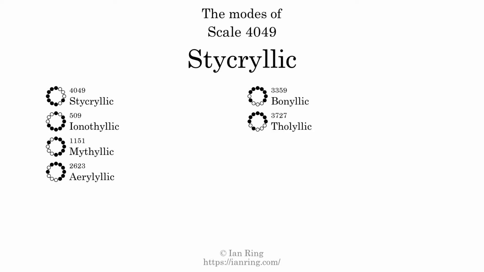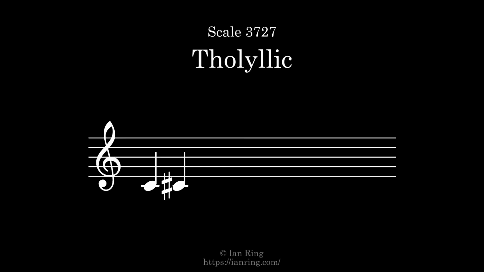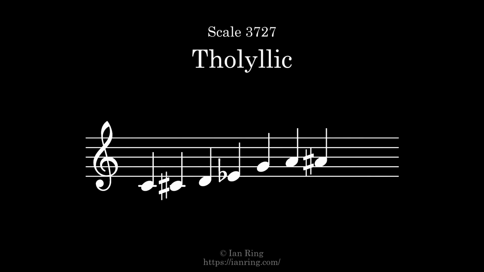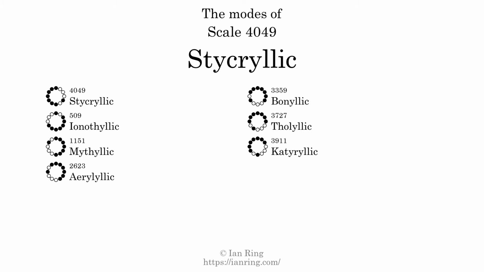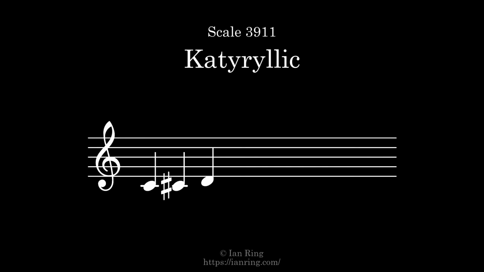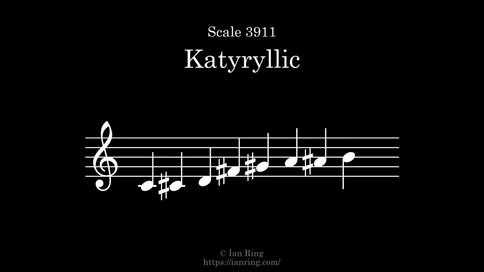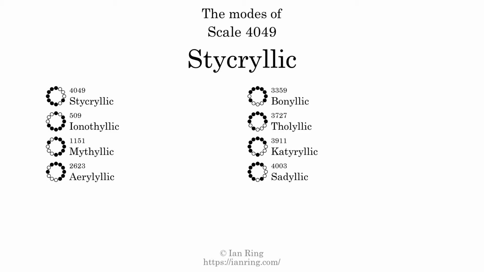The sixth mode is scale 3727, also known as Stycryllic. It sounds like this. The seventh mode is scale 3911, also known as Heteromorphisms. It sounds like this. The eighth and last mode is scale 4003, also known as Stycryllic. It sounds like this.